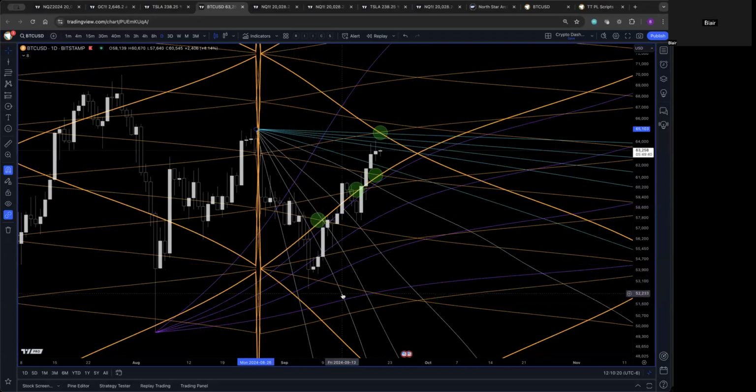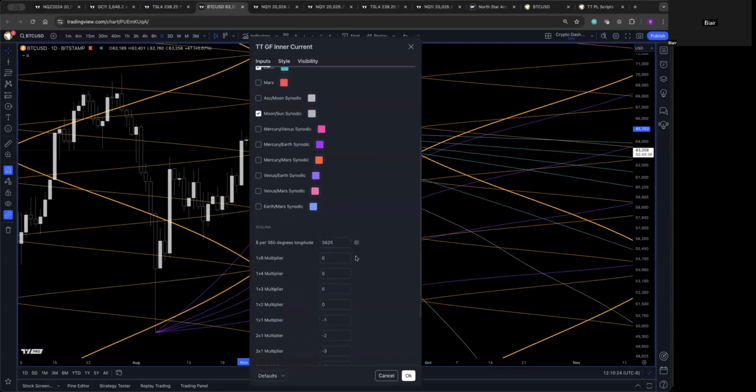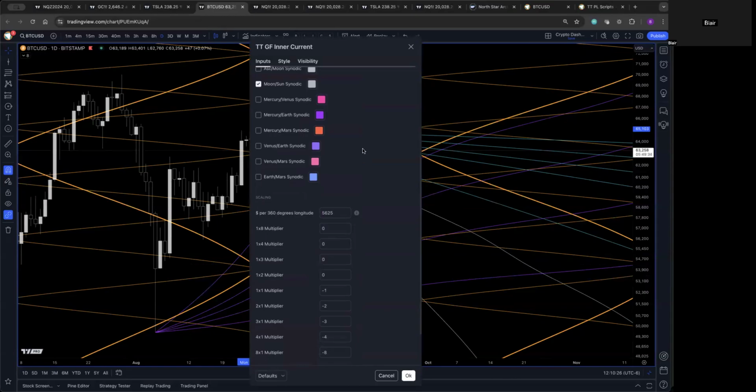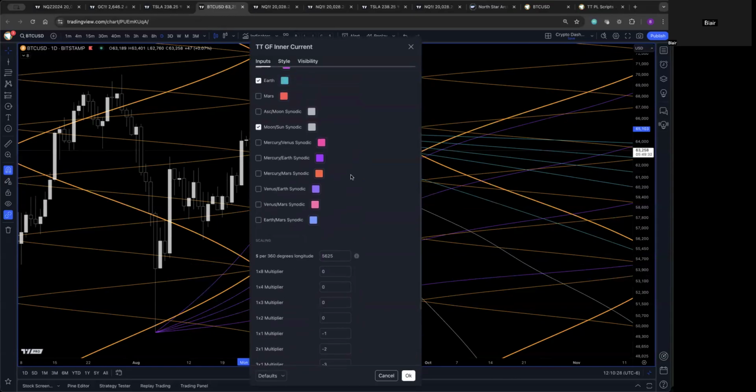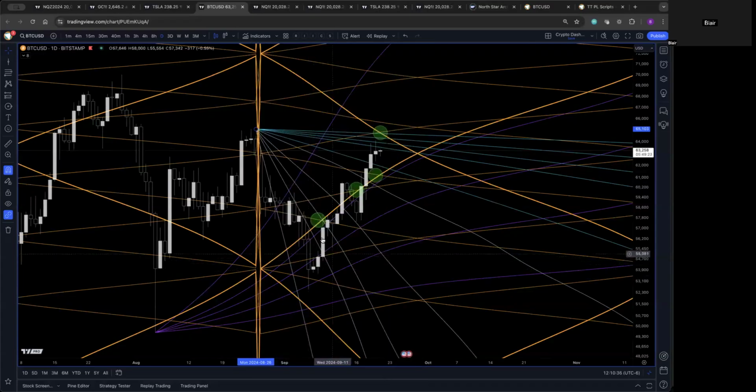This second gray line, this guy is Moon Sun synodic, again, lunar phase, fan of those synodic cycles because they combine two planets into one line, right? So this would be at the -4 multiplier, so 4 times that speed. And this is -8, this is -4. And close above that was really confirmation that we were breaking out.